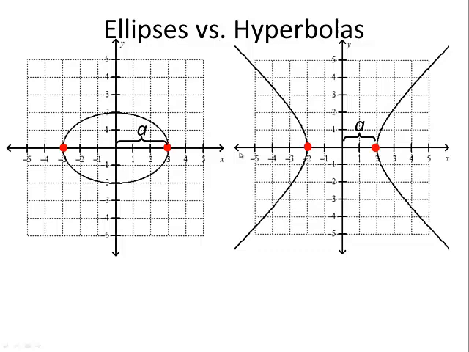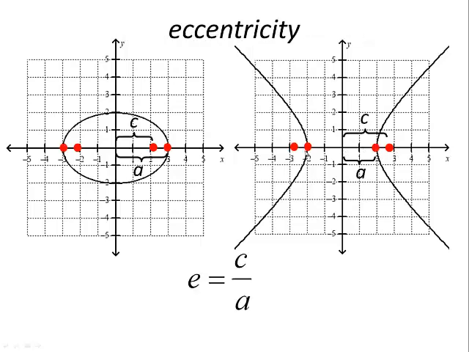Okay, let's talk about the eccentricity. Notice that the a on an ellipse is the distance from the center to the vertices. And then on this one it is also from the center to the vertices. And then c is on the inside of my ellipse, and c is also on the inside of my hyperbola, which makes c a longer distance than a. So the eccentricity is going to be e is equal to c over a.